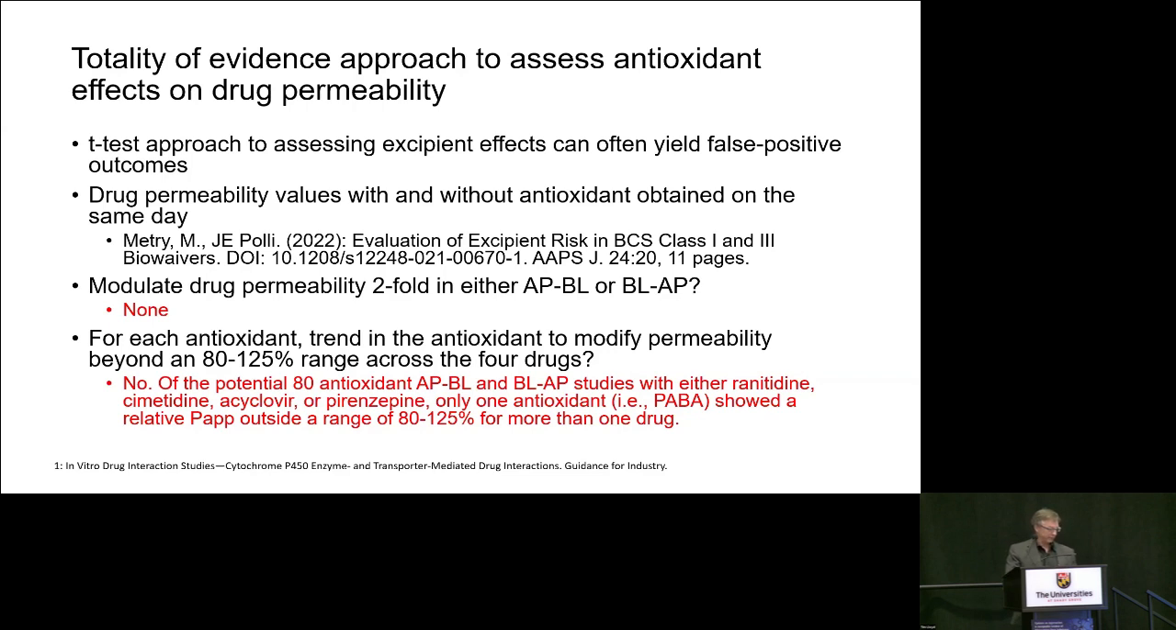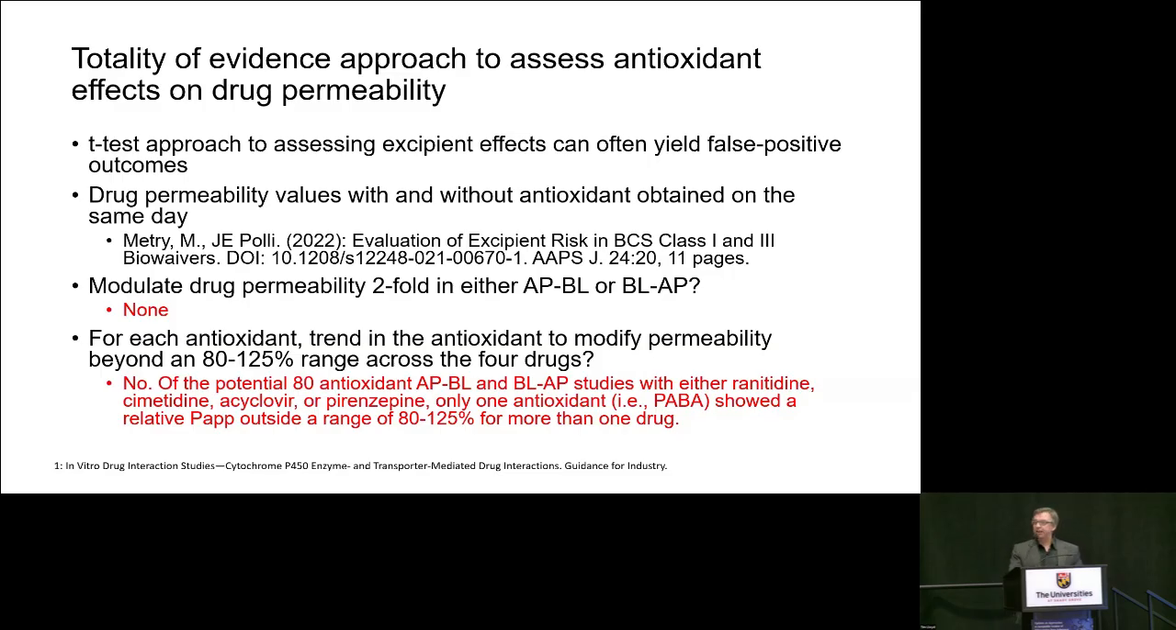And then another question we ask is, for each antioxidant, was there a trend? We're studying, for each antioxidant, various drugs. Was there a trend in antioxidant to modify permeability beyond a relatively small range, 80 to 125%, across the 4 drugs? And the answer was no. Of the potential 80 antioxidant-drug pairings, if you think about 10 antioxidants, 4 drugs, 2 directions, there really was no trend at all in terms of this 80 to 125 ratio.